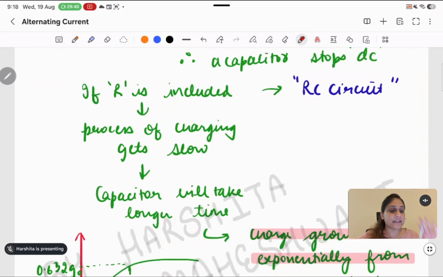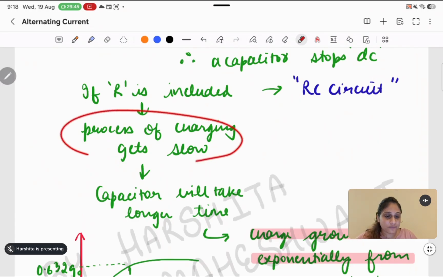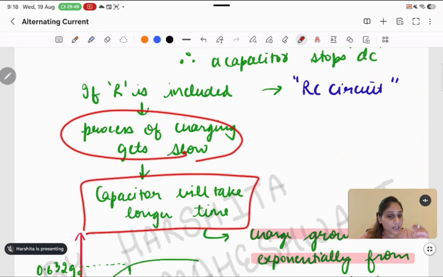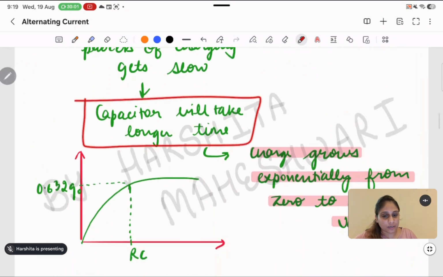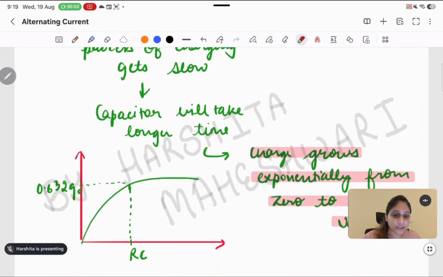See, if R is included in the series circuit with the capacitor, then the process of charging will slow down a little, and the capacitor will take a longer time to get charged, because the resistance will be offering opposition, like you have to oppose the flow of current, right? So the capacitor will take a longer time to get charged fully.